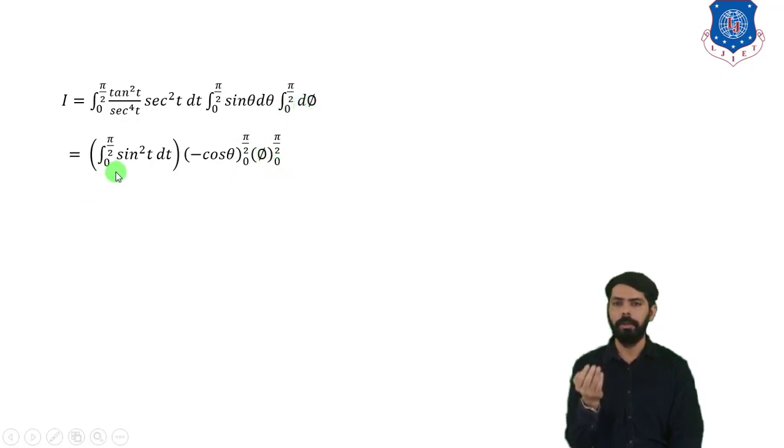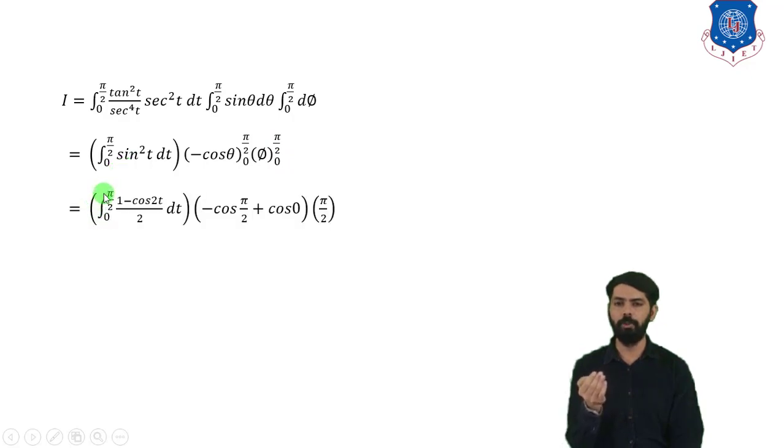Now here sin square t can be written as integration from 0 to pi by 2 of (1 minus cos 2t) whole divided by 2 dt, and here we will apply upper limit, so for that we will replace theta by pi by 2, then minus we will replace theta by 0. So here it will be minus cos pi by 2 plus cos 0, because here minus minus will be plus, into here again we will replace phi by pi by 2, then minus we will replace phi by 0, so it will be pi by 2 minus 0, so it will be pi by 2.